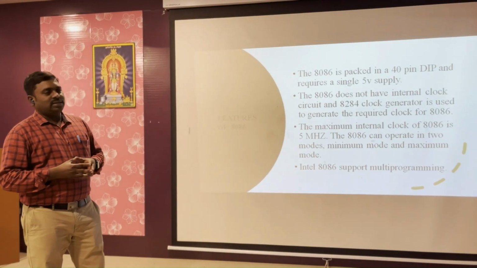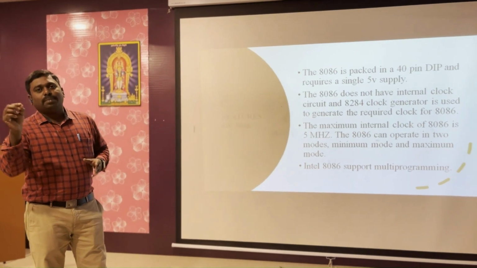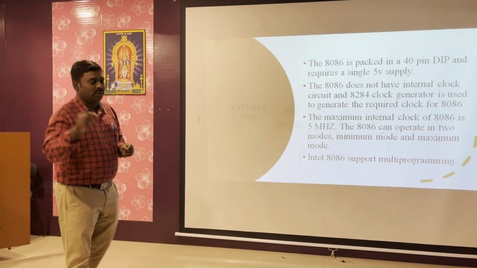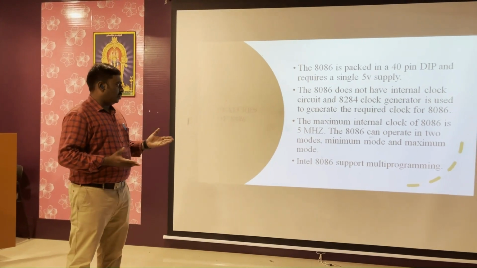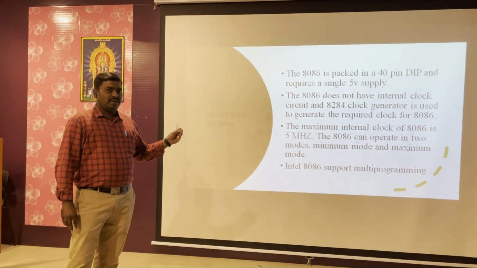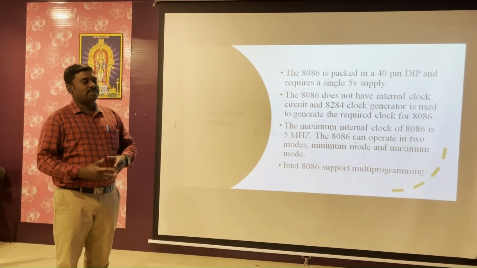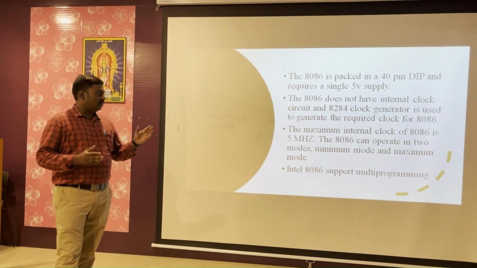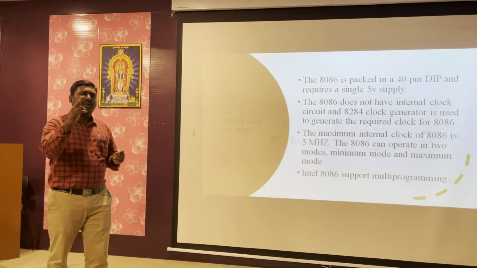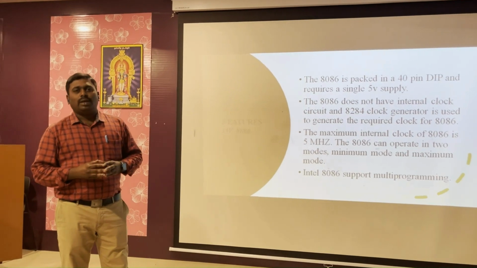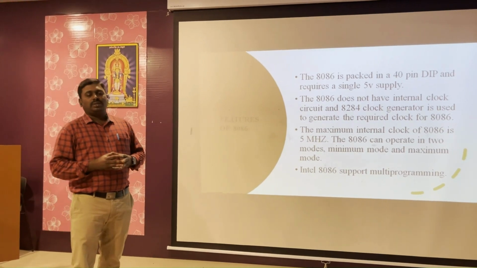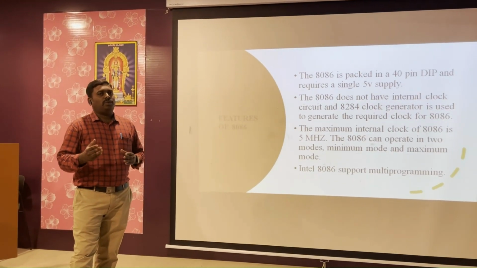The 8086 has a 40-pin dual in-line package, that is DIP, and it requires a power supply of 5 volt. It does not have an internal clock circuit, and an 8284 clock generator is used to generate the required clock for the 8086 microprocessor. The maximum clock of 8086 is 5 MHz. It can operate in 2 modes: minimum mode and maximum mode.